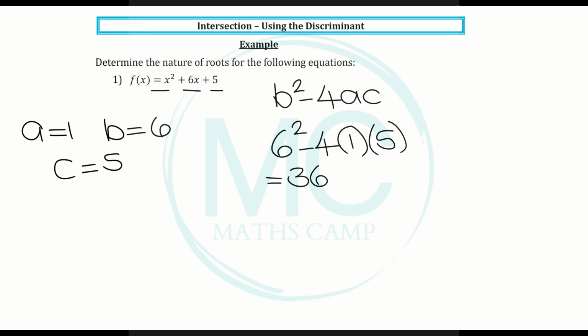4 multiplied by 5 gives me 20. 36 minus 20 gives me 16. The discriminant in this case is greater than 0. So we can see that we have more than one real root.